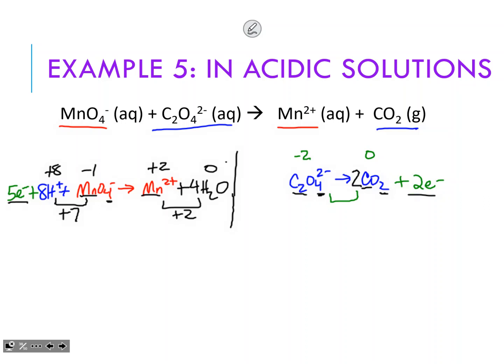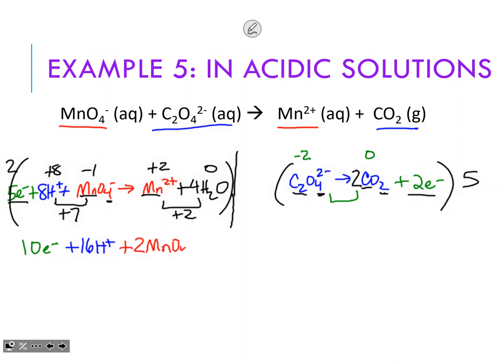So over here on this side, we go with the least common multiple idea. Least common multiple between 5 and 2 is 10. So I'm going to multiply this side by 2. Multiply this side by 5. So now we're going to get 10 electrons here. We're going to get 16 hydrogens. Oh, we need 2 permanganates. So let's do that. Plus 2 permanganates.